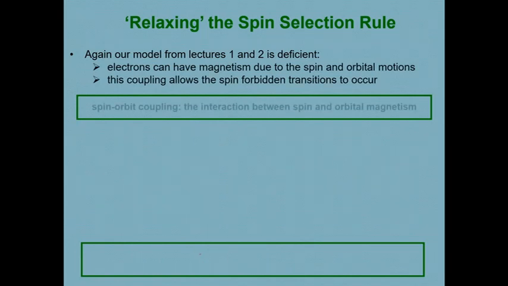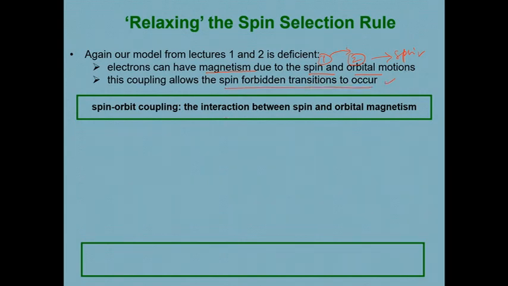From the previous, you can see that electrons can have magnetism due to the spin and orbital. So this is magnetism 1, and this is magnetism 2. Magnetism 1 can interact with magnetism 2. If both are not symmetric, that can give rise to the split in the peaks. This coupling allows the spin forbidden transition to occur. This is an important point.